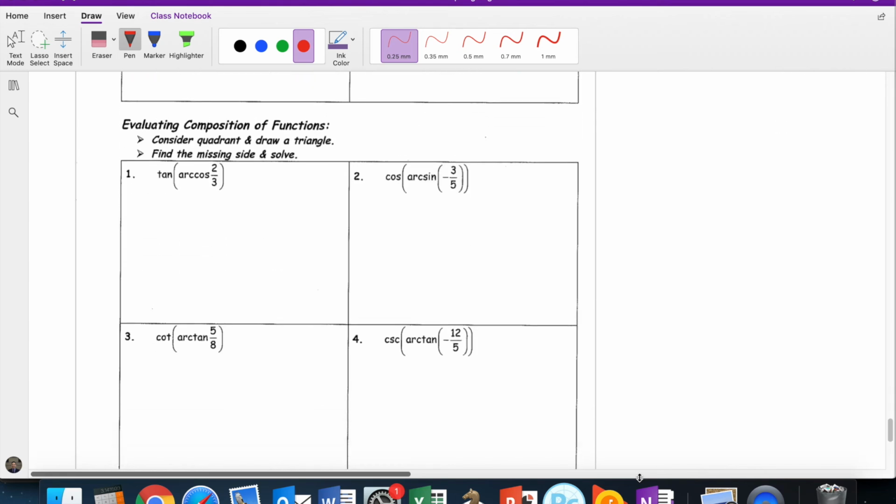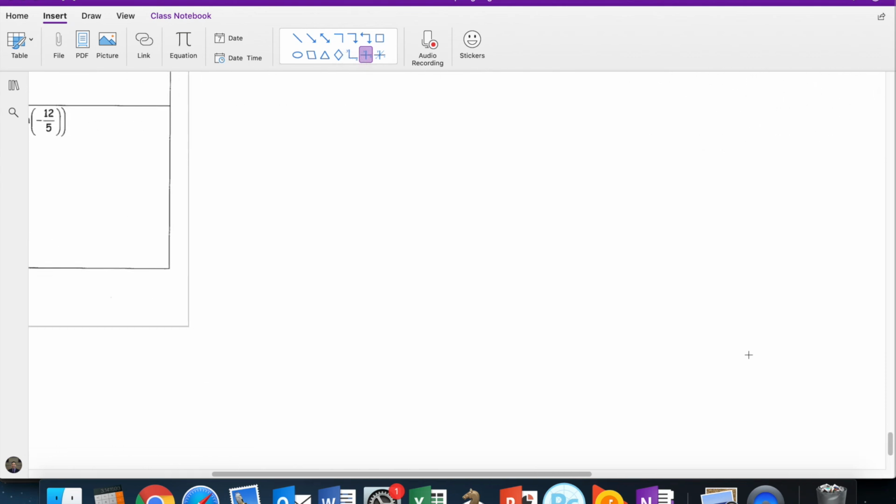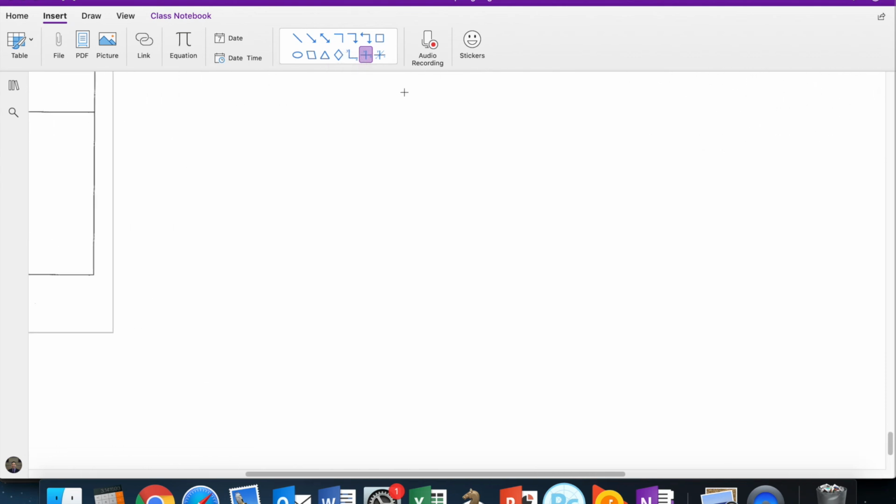I want you guys to look at number 1. It says consider the quadrant and draw a triangle. Find the missing side and solve. So for this one, it's going to be a little bit different. I'm going to go ahead and draw it out. You guys feel free to copy at a later time if you want to. I will leave these notes up here. So let me just go ahead and do this off to the side.